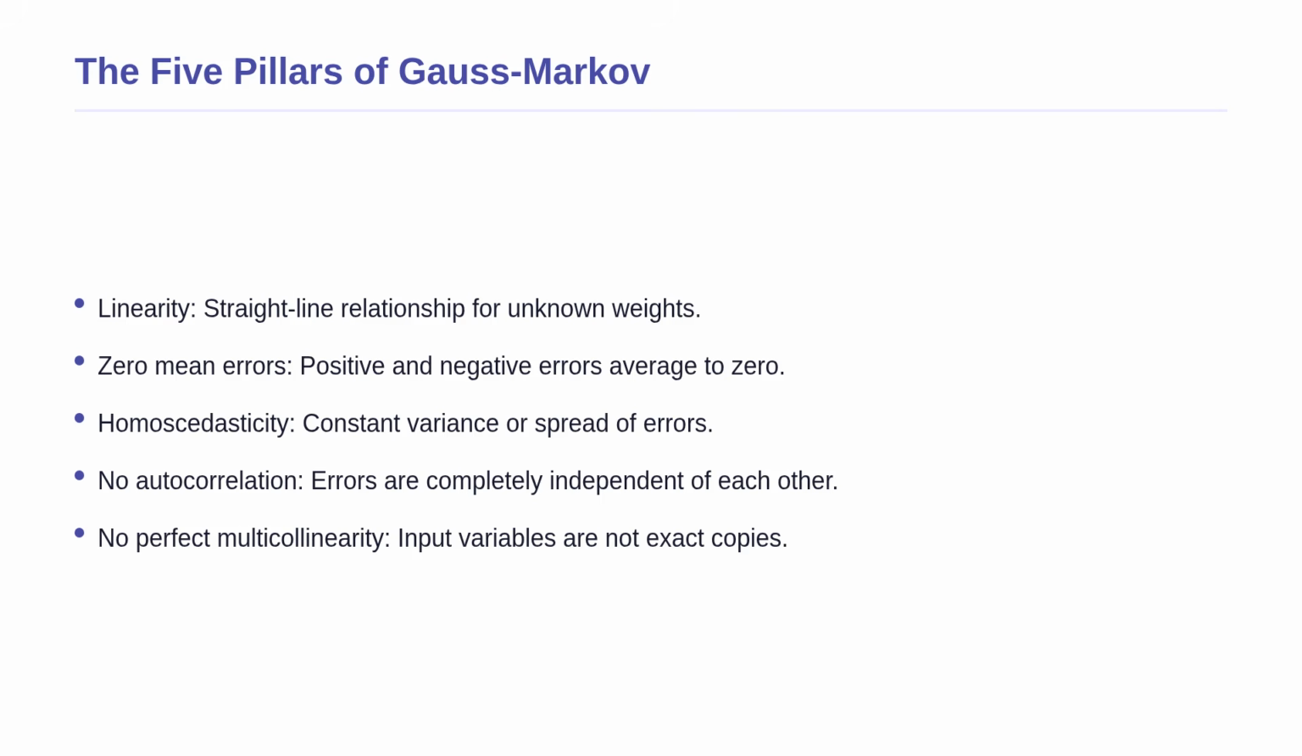Third, homoscedasticity, which means the spread of the errors remains exactly the same. Fourth, no autocorrelation, meaning the error of one point does not influence another. And fifth, no perfect multicollinearity, meaning our inputs are not exact mathematical copies of each other.